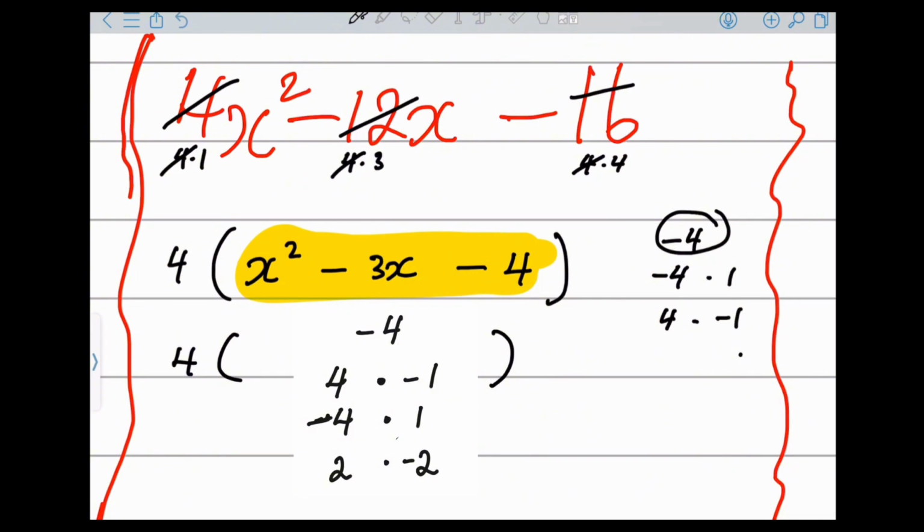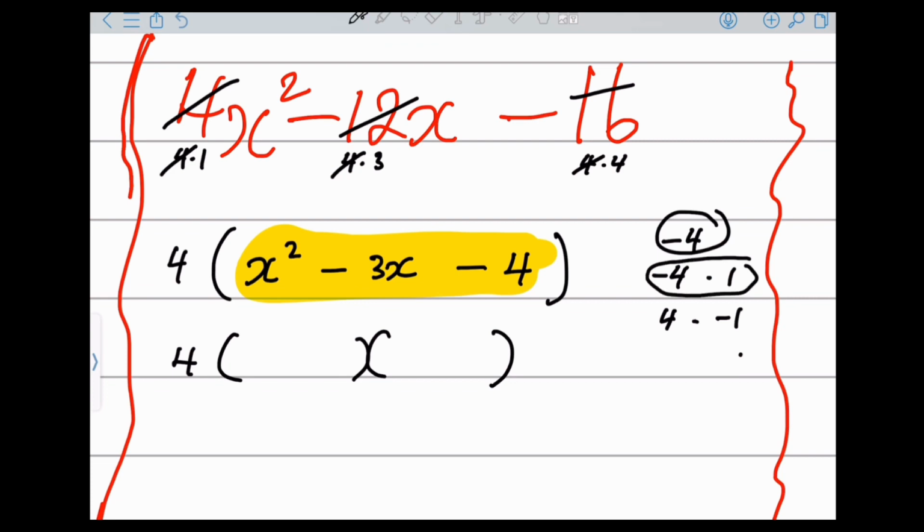Now, let's set it up. So which one is it gonna be, the first pair or the second one? Let's check it. The first one. Why not the second one? Because it'll be a positive 3, and we need to get -3. -4 plus 1 will give me -3. This one, if you add them together, gives a +3. That's why we're not using this one.